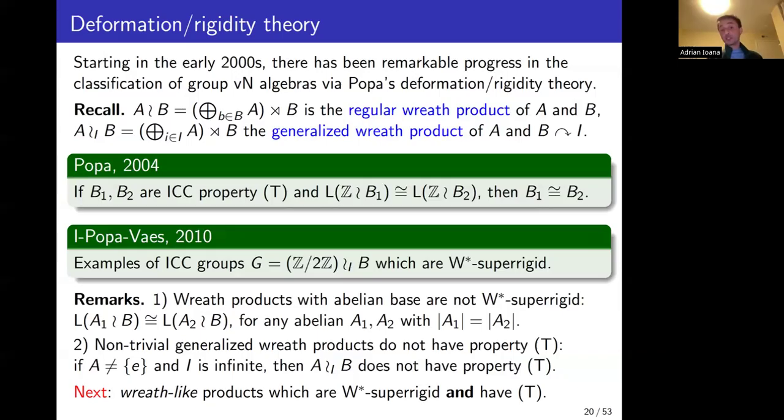Yeah, so W* superrigidity for a group G would mean that if L(G) is isomorphic to L(H) for any H, then G is isomorphic to H. Here H is of a specific kind. So this is a W* rigidity result showing that within a certain class of groups, isomorphic von Neumann algebras imply isomorphism of groups, but it doesn't allow for arbitrary groups. I see. Thank you. You are welcome.